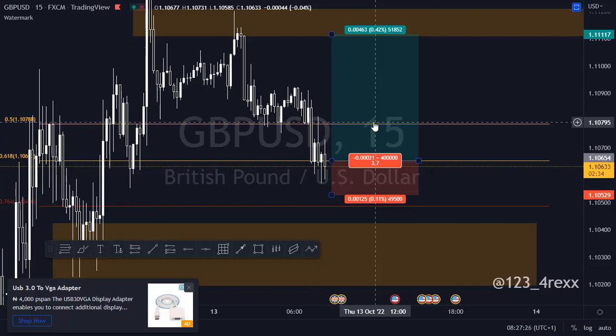GBP USD trade. 0.24. Yep, I've entered the trade. Stop loss is 1.1. So now take profit at 1.1. So that's what I'm going to be looking at on GBP USD this morning.